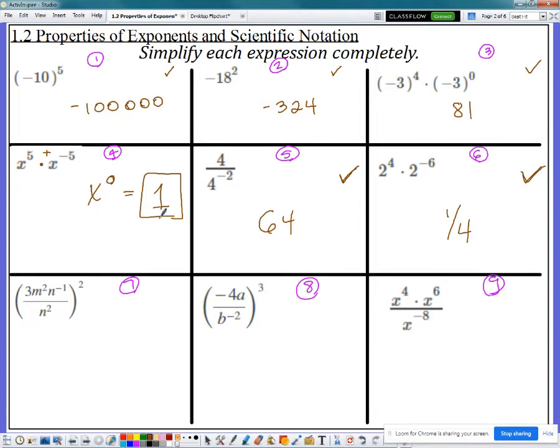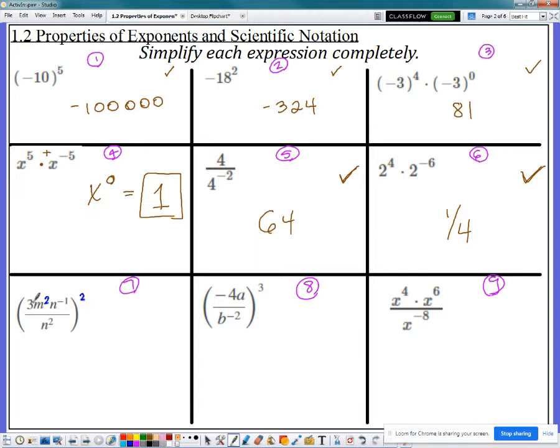All right, number 7 is a little bit more complex. When you look at number 7, you're going to notice this big fraction is in parentheses and it's all being squared. So we have exponents on the inside and we have exponents on the outside. That means we're going to be using the power property, which states you multiply when you have a power raised to a power. So we need to take each individual term and raise it to the 2nd power.